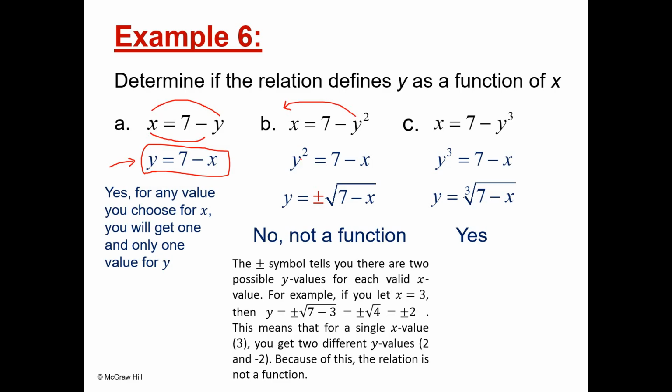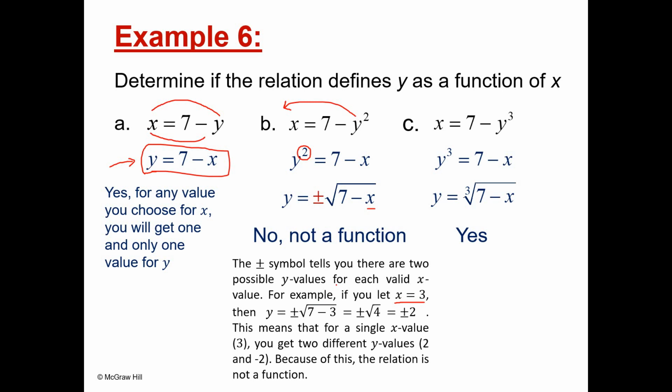Now, we have a square over here. We need to remove the square from the left side, and take the square root of the right side. And don't forget to add the plus or minus signs. Now, try to plug in any value of x. You will see you will get two values of y.